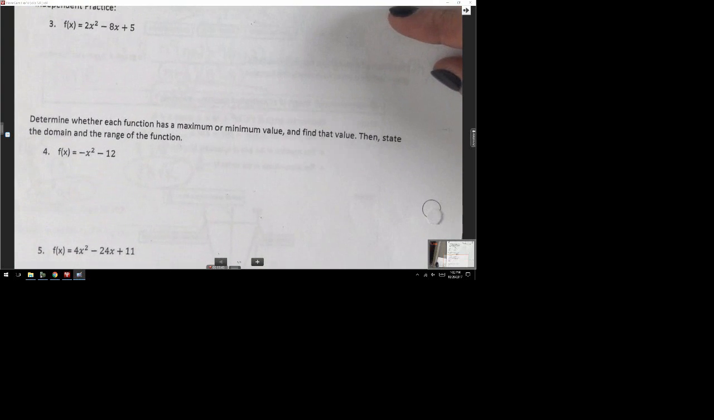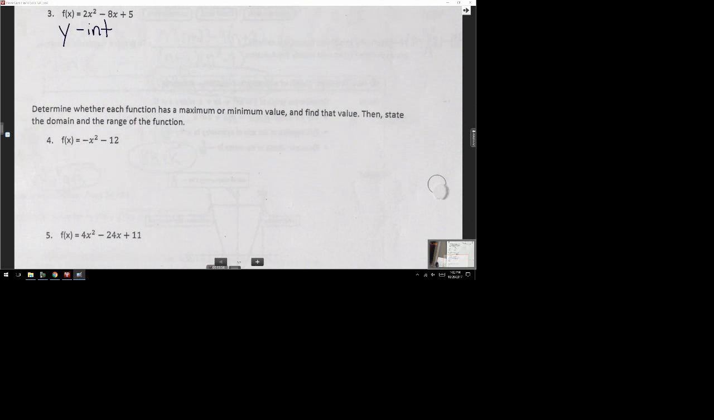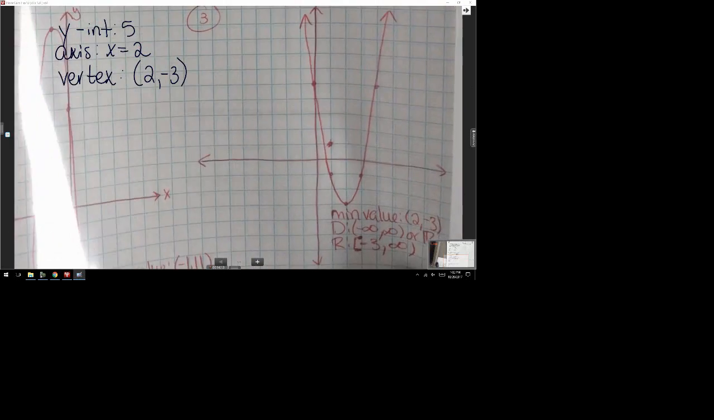Number 3. There it is. Okay, number 3. What did you get as your y-intercept? 5. What did you get as your axis of symmetry? X equals 2. Okay. And your vertex? 2, negative 3? Yeah. All right. Y'all okay so far? And then you should have gotten a graph that looks something along the lines of that guy right here.